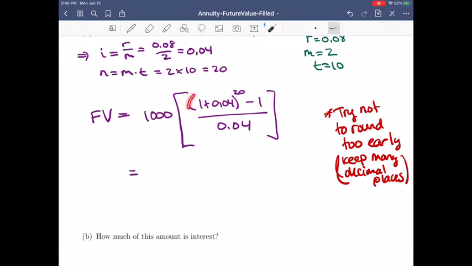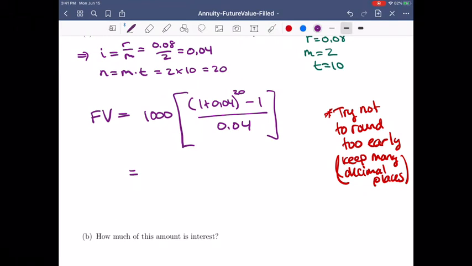So if you do 1 plus 0.04, okay, this bracket, then you can hit equals. And then you can push to the power, or answer, to the power 20. You can push equals. And then you can do minus 1, push equals. Divide that answer by 0.04. Okay, that's going to give you the thing inside this bracket. Push equals. And then you can times it by 1,000. Okay, and then you don't have to round ever.